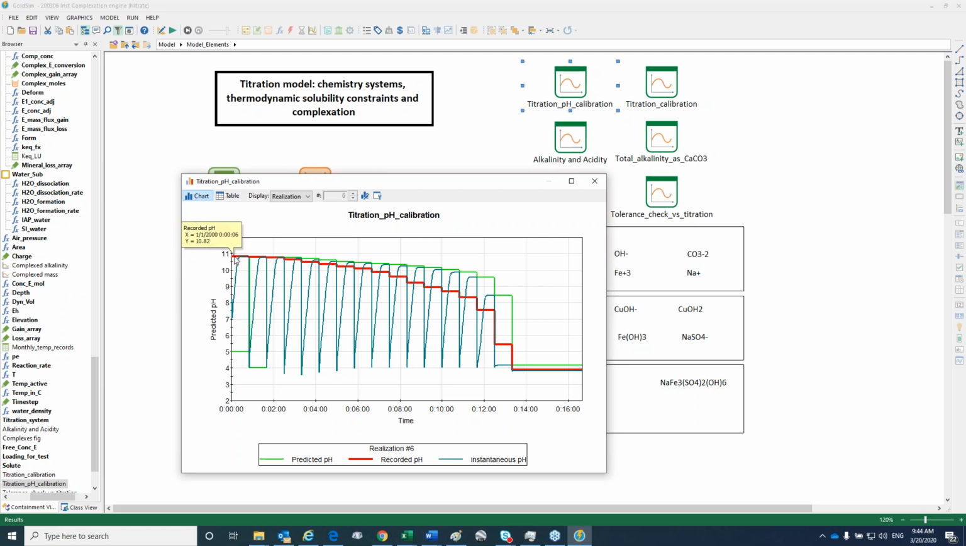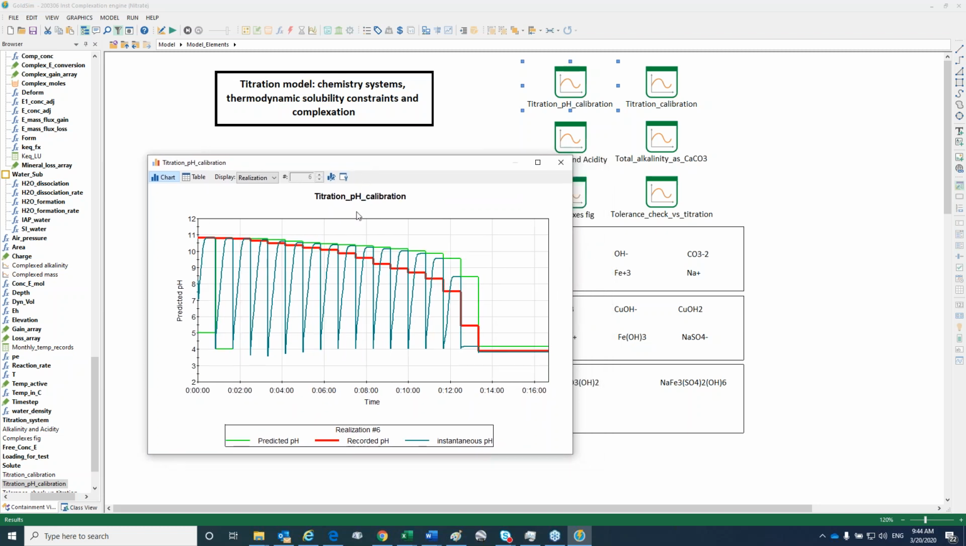The red line is the recorded pH in the titration, and the green line is the predicted pH. Now you'll notice that this is offset, and there's still a little bit of error. That's obviously quite a large amount of error, but I want to point out that this is one of the most extreme situations that I've ever had to model, and we've actually been very successful where what we're modeling is a much bigger system.